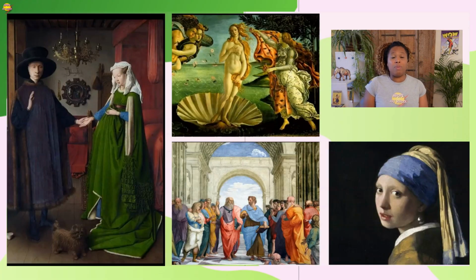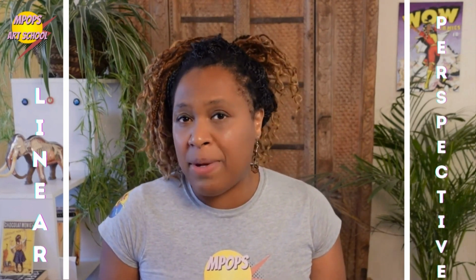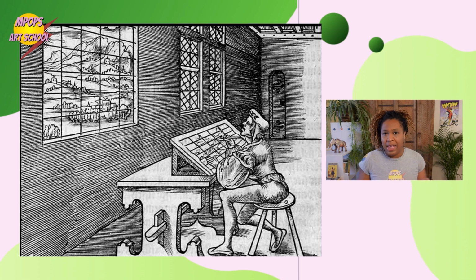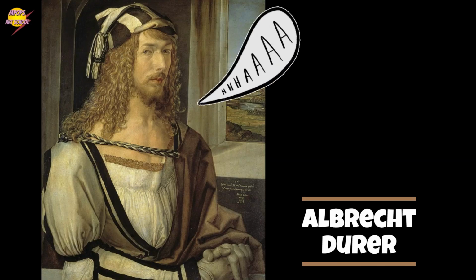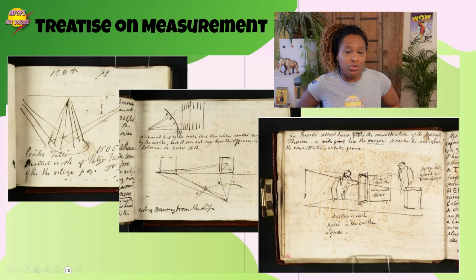Now, let's fast forward to the Renaissance in the 15th century. This was a time when artists were obsessed with perfecting their drawings and paintings to look realistic. They came up with this genius idea called linear perspective. We'll talk more about perspective in a later video. They imagined the canvas as a window, and they used special rules and tricks to make their artwork look like it had depth and distance. One artist who was a real master of these techniques was Albrecht Dürer. In 1506, he wrote a book called Treatise of Measurement, where he shared his ideas.